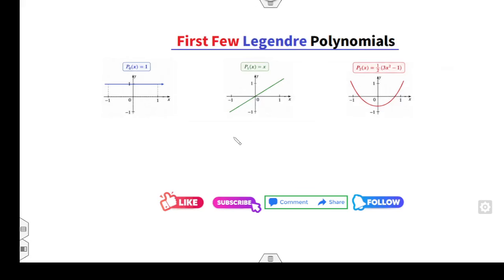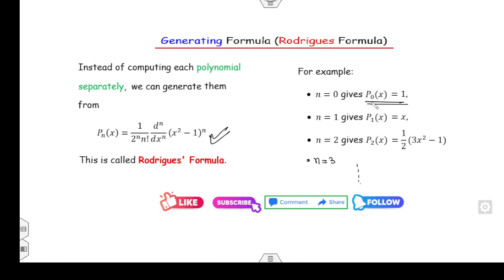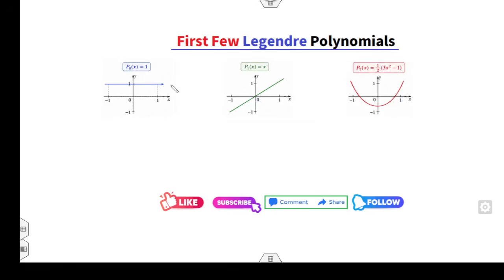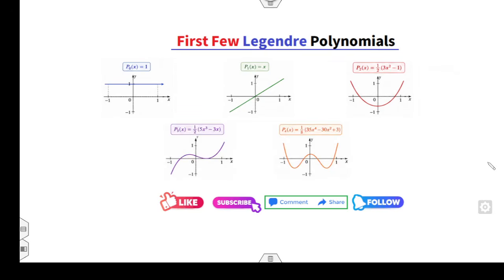If you draw the graph, clearly P of 0 is a constant, so that is a straight line. P of 1 is x, that is passing through the origin. P of 2 is a parabola, and so on. Similarly, if you find P3 of x, you can get the curves P3, P4, P5, and so on.